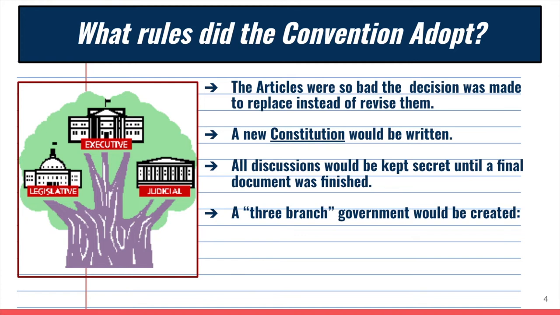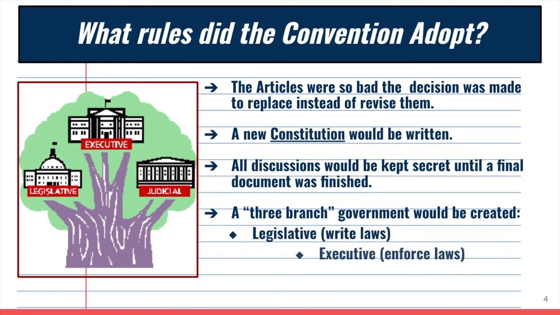Keep in mind, under the Articles of Confederation, there was only a legislative branch. They only had a Congress. They did not have a leader, and they did not have a court system. So under the Articles of Confederation, the legislative branch essentially served the function of being both the legislative and the executive, because any executive action that needed to be taken, 9 of the 13 states had to agree to, which didn't happen very often.